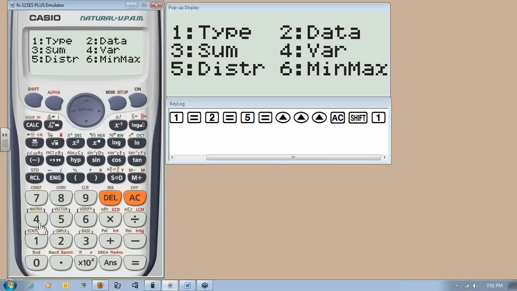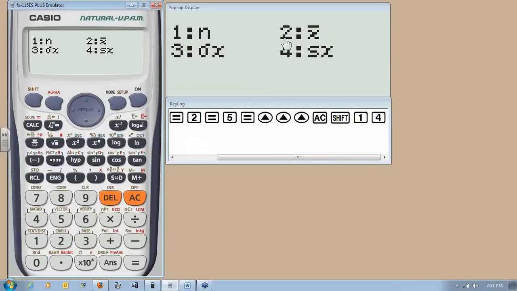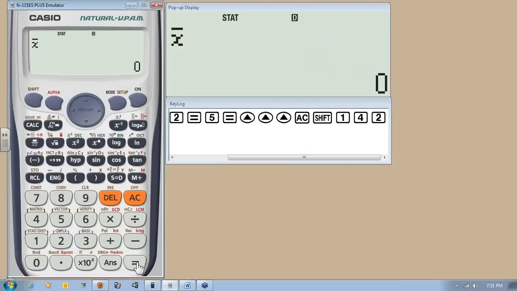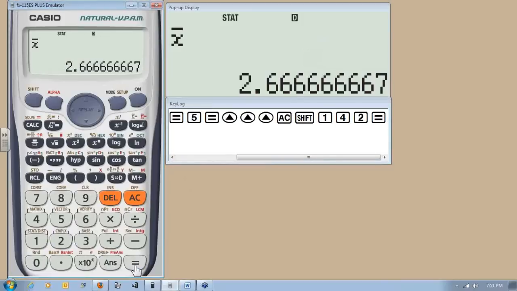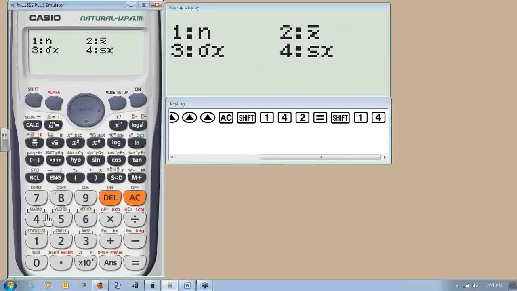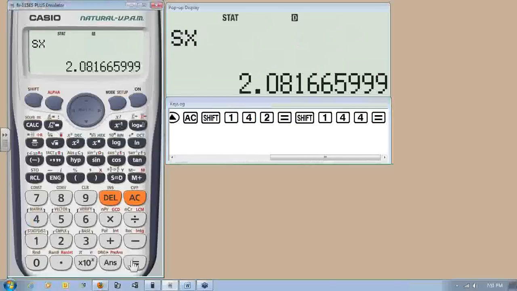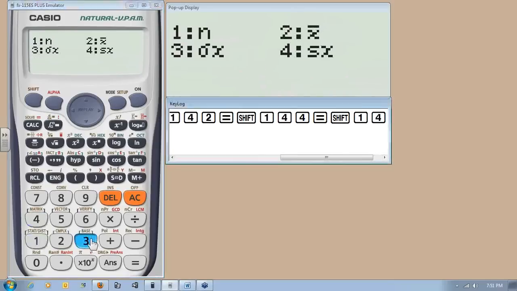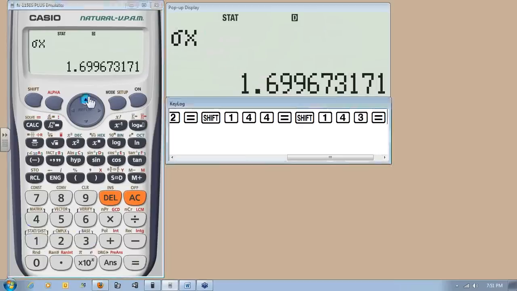I go to number 4. X bar is being my mean, n being how many things are there, the standard deviation for the population, standard deviation for the sample. So I'm going to go with number 2. X bar, the mean of my data set, 1 2 5. And there you have it. If you want to go back and find the standard deviation for the sample versus the standard deviation, again I got to go shift, go into number 4. It's all menu driven. The number 3. And then look at the difference.